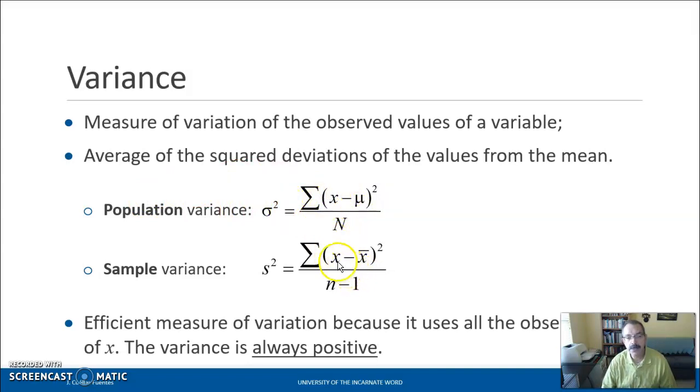For the sample variance, it is the same as for the population, except that we use the sample mean. The differences of each value from the sample mean, we square that, sum them, and we divide that by the number of observations minus 1. And you say, well, why minus 1?